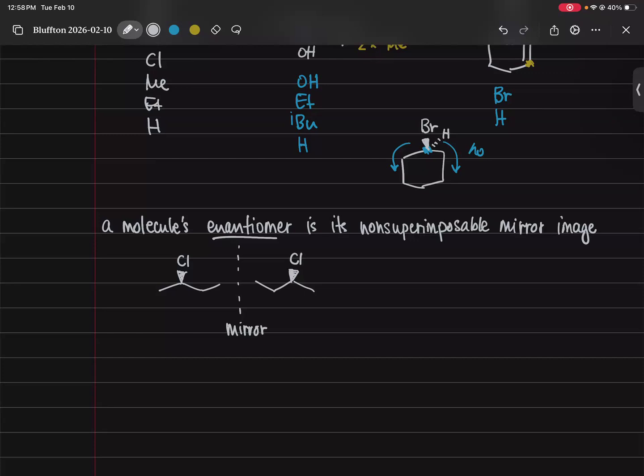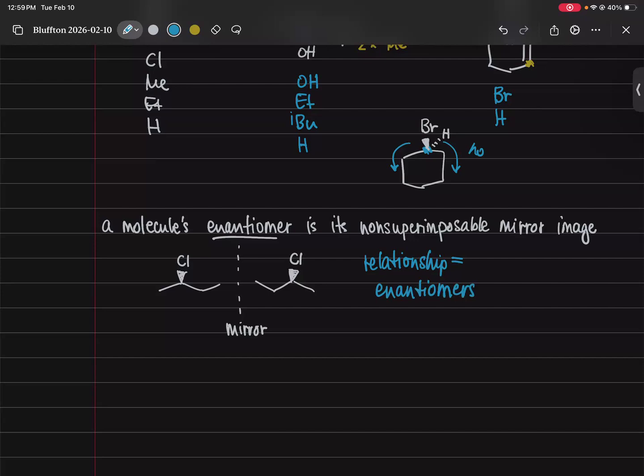You can check to make sure that these are non-superimposable by saying, okay, this hand is the methyl group. Here's the chlorine coming towards you. If we flip it around and compare it to the mirrored version, the methyl group is going down and to the right. That's correct. But my chlorine's going back, while the chlorine in the mirror image is going toward you. So they are non-superimposable, and that means that these 2 molecules are enantiomers of each other.